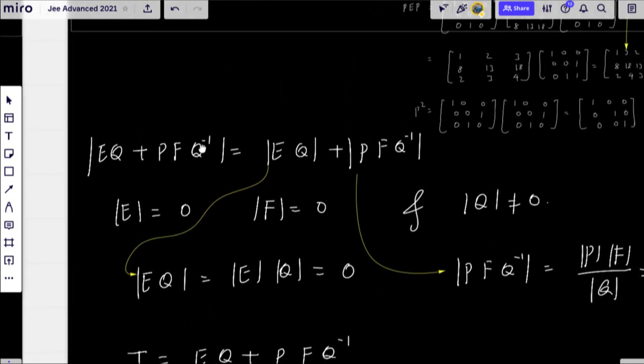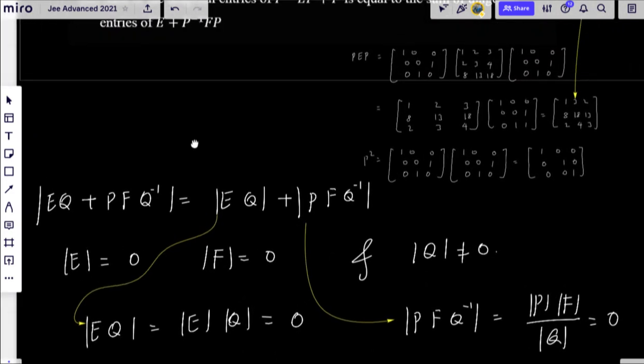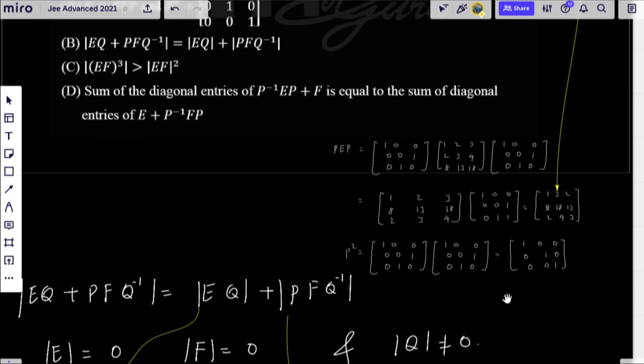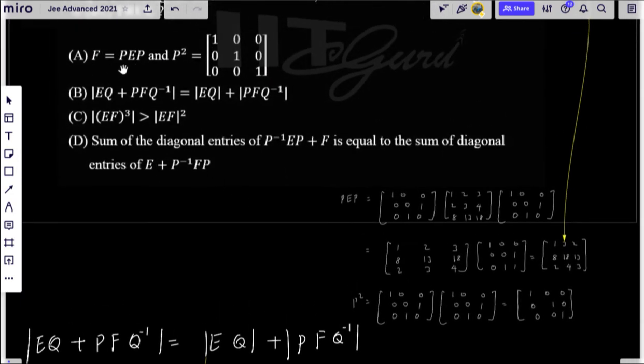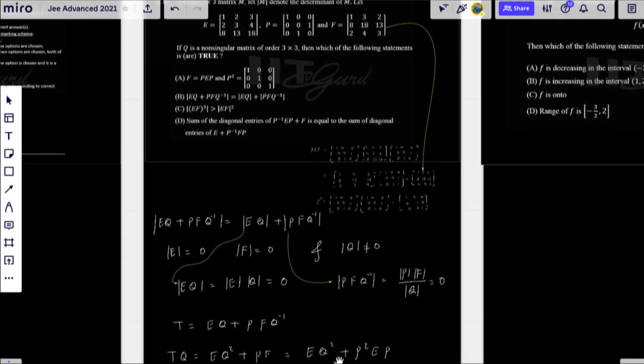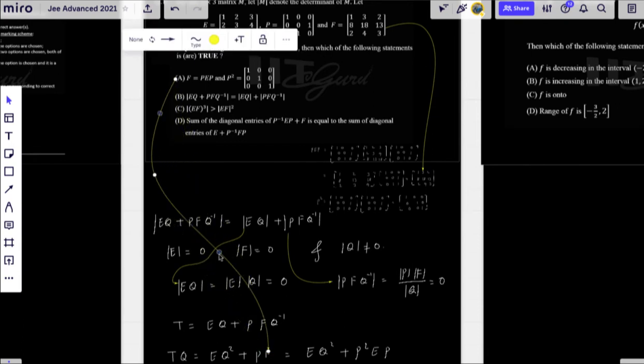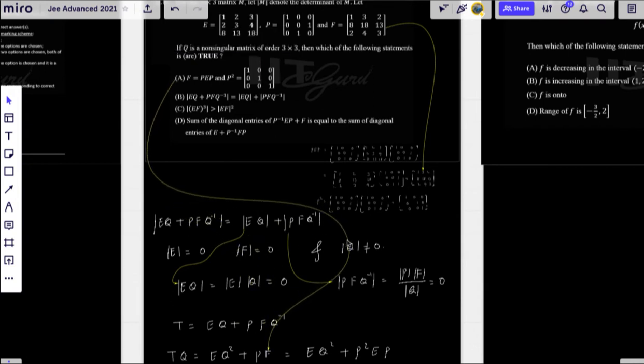So PF we can write here for this F. From here you can see, for F we write PEP. For F what we can write here, PEP. For this F, we have to write PEP. So from the first option, I am writing over here that PF equals, from the first option, one can write over here what we see here. Okay, let me manage the space.